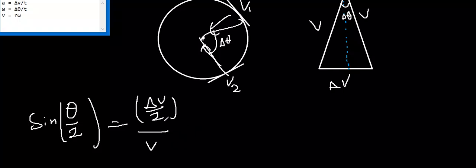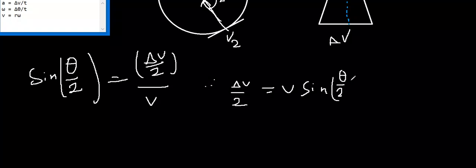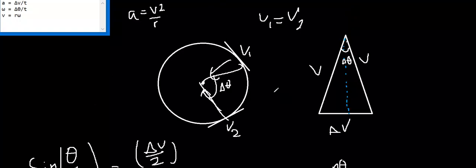So now let's rearrange for delta v. So now we can write that delta v over 2 is equal to v sine theta over 2, and now delta v is equal to 2v sine of theta over 2. Or sorry, these are all delta theta. Now, in acceleration, what we're trying to find is the change in velocity. And if you know about math and derivatives, we want delta theta to be as small as humanly possible, as in to approach 0.